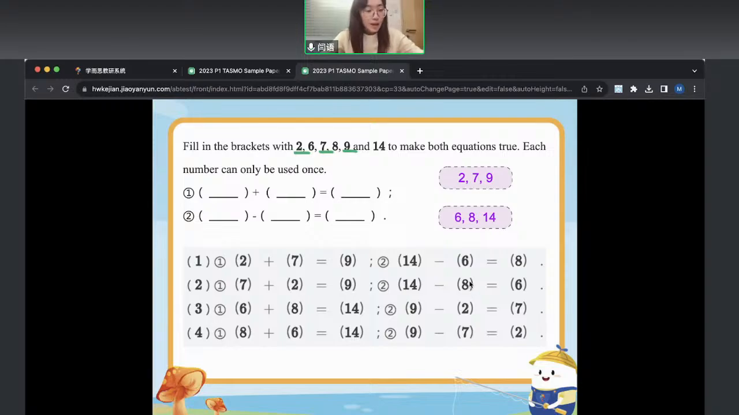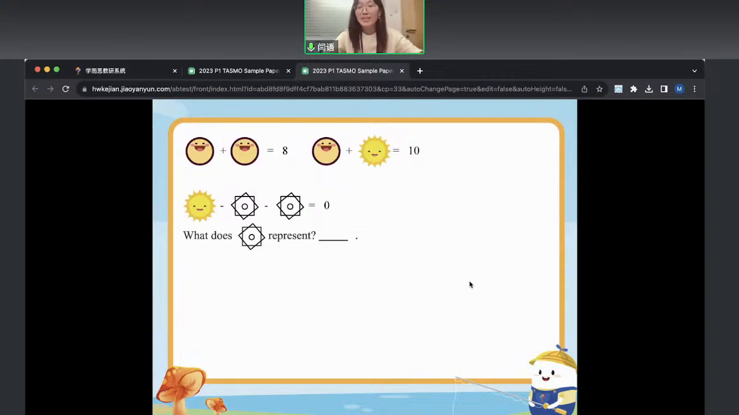Okay, now following this, let's move on to the next one. Well, this is a typical question. Actually, for this one, it is not that hard, but later let's review all the tips and tricks about the shapes in equation. Okay, now for the first one, we try to figure out the value of this special shape. Okay, now let's have a look.